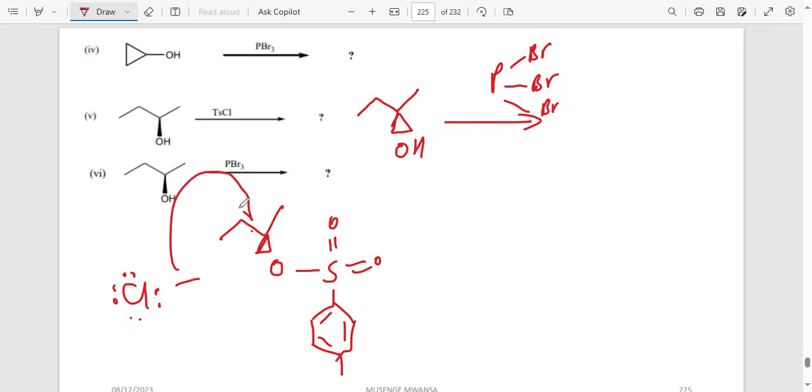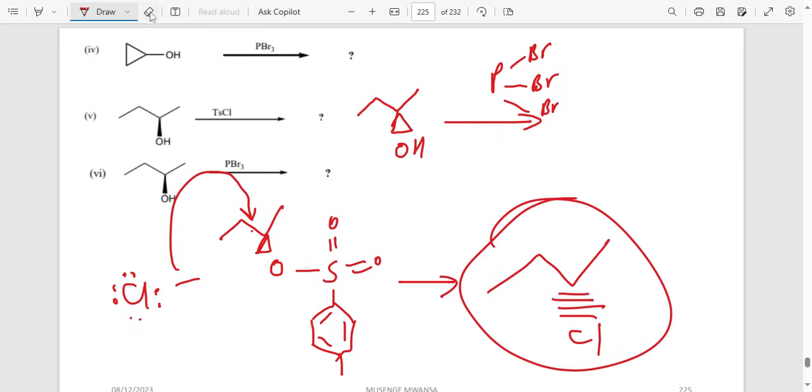And this one will come and attack from the back. So the answer that you are going to have is going to be this. So that will be your final product.